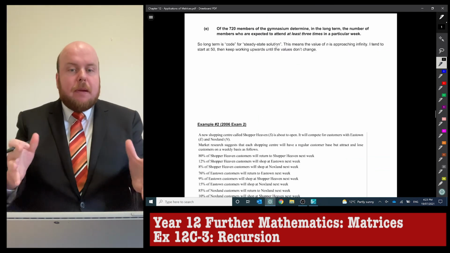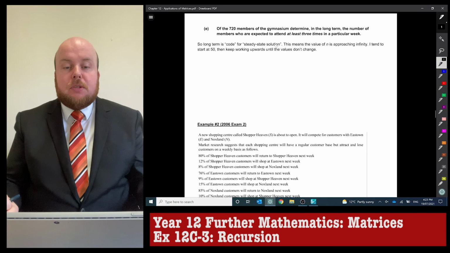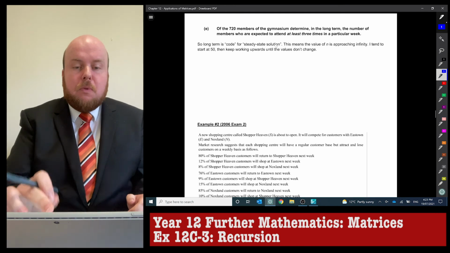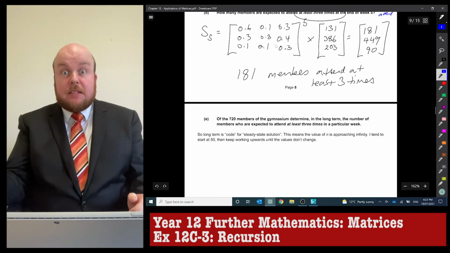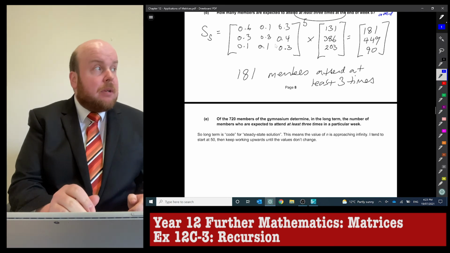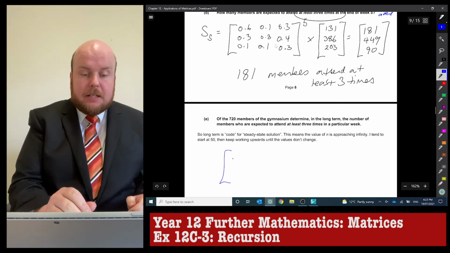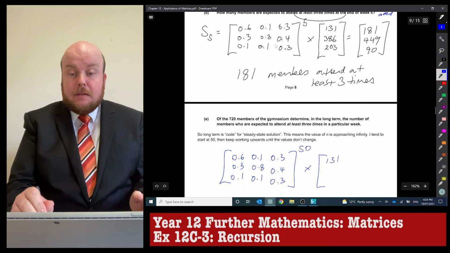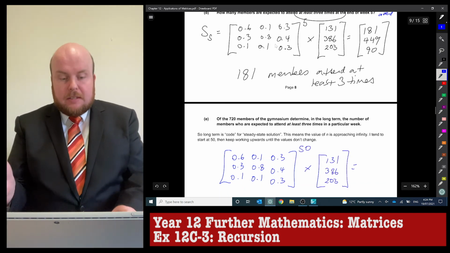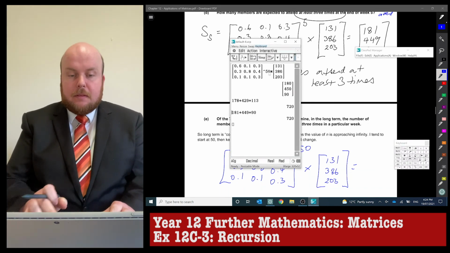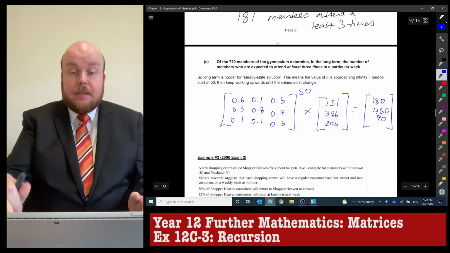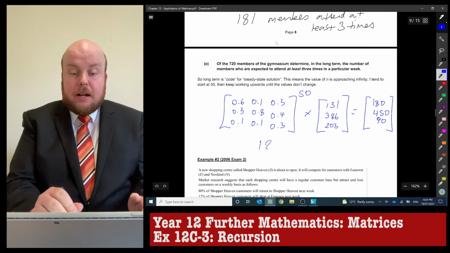E, of the 720 members of the gymnasium, determine in the long term the number of members who are expected to attend at least 3 times in a particular week. So this is a steady state solution, which means we need to keep this going. Usually what I would do here is take the original transition matrix and this time do it to the power of 50. This should get you the steady state solution. Added together, it still equals 720. So at least 3 times we have 180 members.